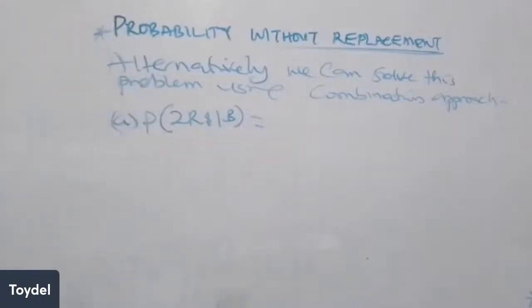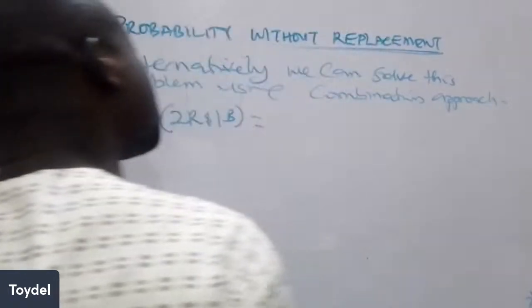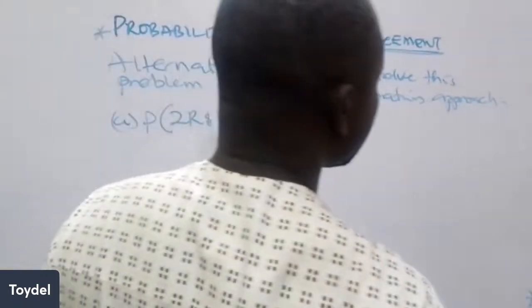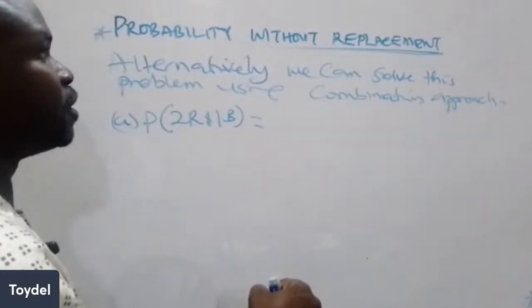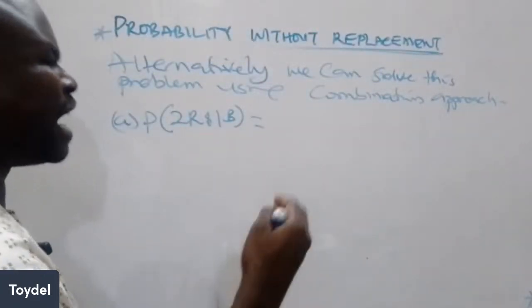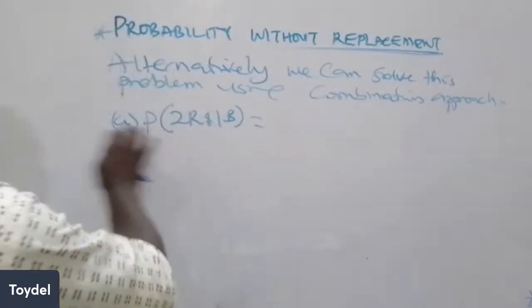Please, you can check my video on permutation and combination so that you know the formula to find permutation and combination. Then you also check my video where we have binomial theorem. So the 2 videos will actually help you to know what I'm about to do here.